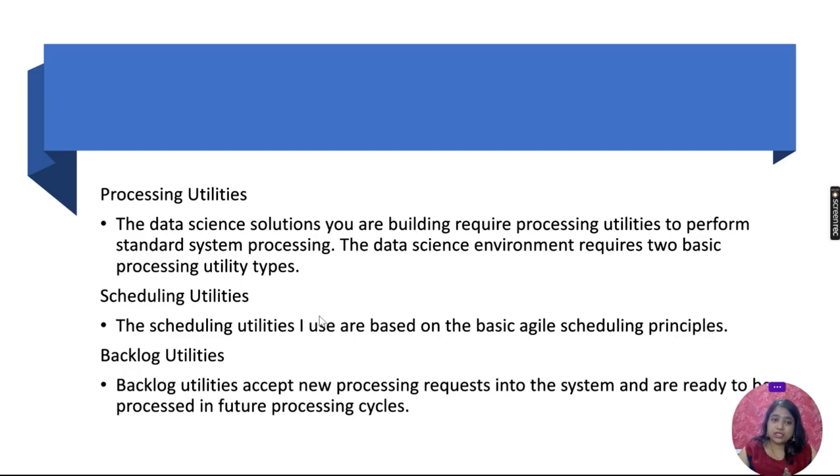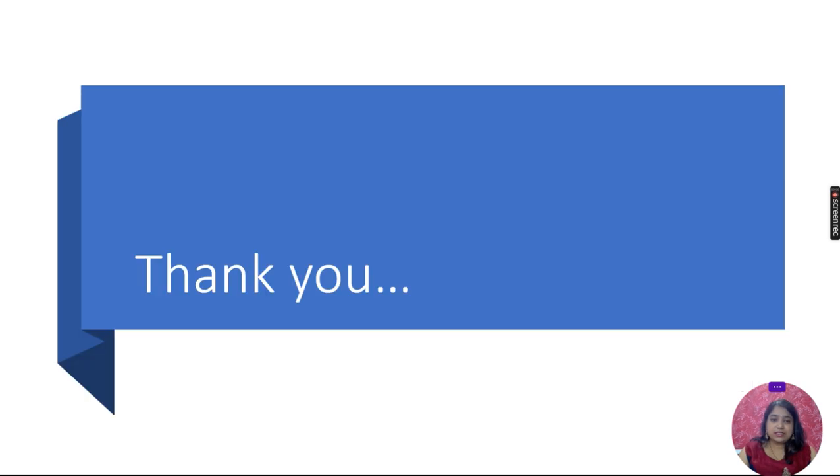Then processing utilities. The data science solution we are building requires processing utilities to perform standard system processing, and it requires two basic system utilities. One is the scheduling utilities, second is the backlog utilities. The scheduling utilities are used on a basic agile scheduling principle, whereas backlog utilities accept new processing requests into the system and are ready to be processed in future processing cycles.